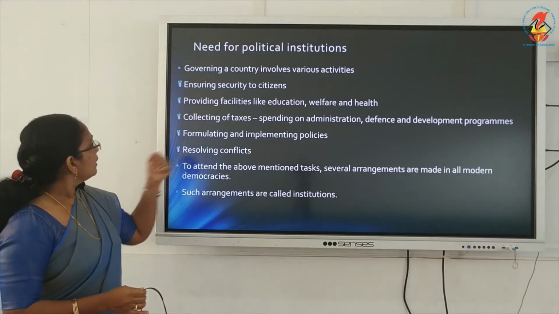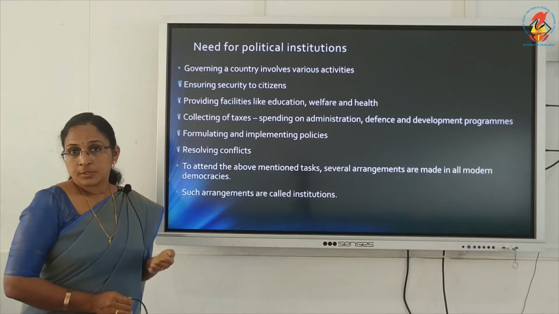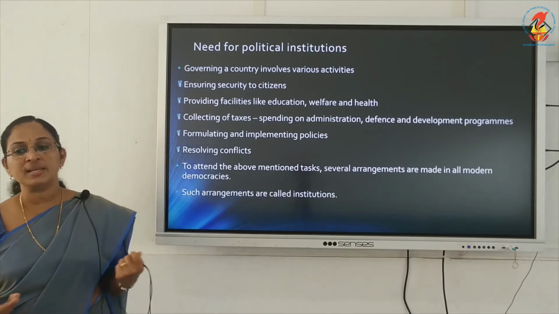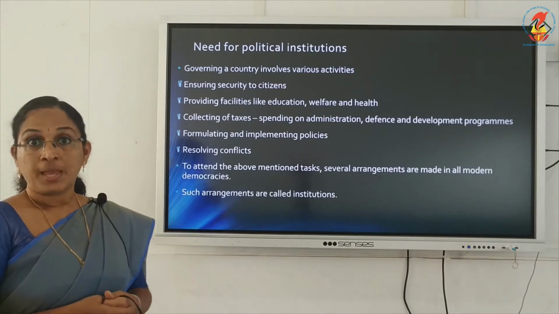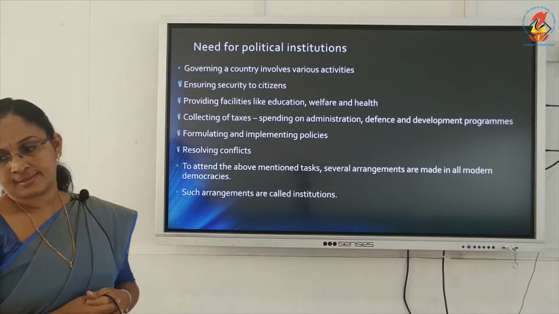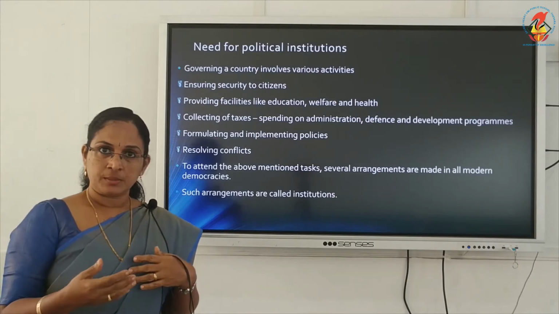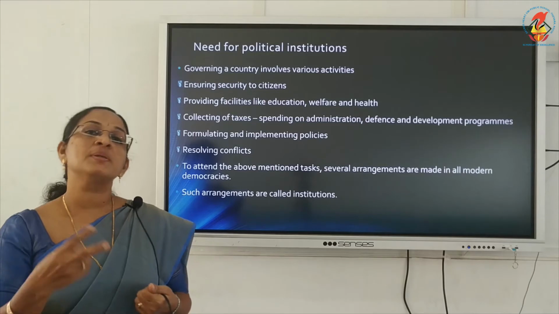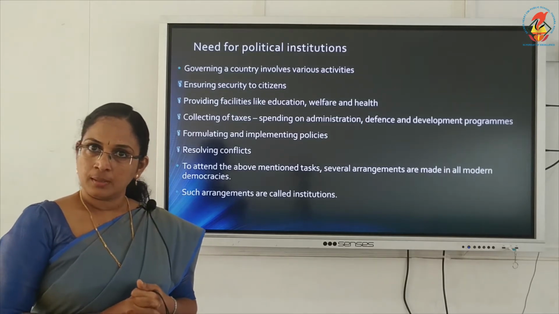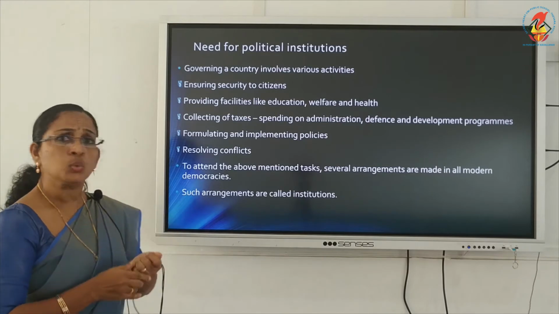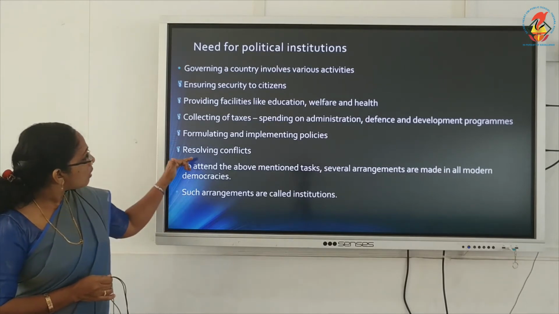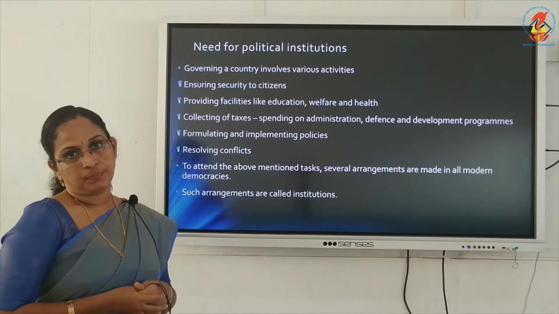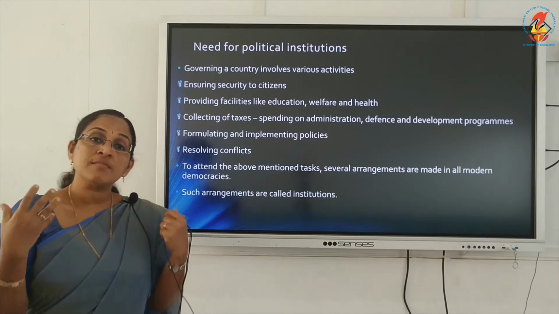And also the government's other duties, children, are formulating and implementing policies. Government formulates and implements policies and resolves conflicts between two citizens, between a citizen and a state government, or between two state governments. That duty, resolving conflicts, also comes under the government. That means the government is undertaking several tasks.